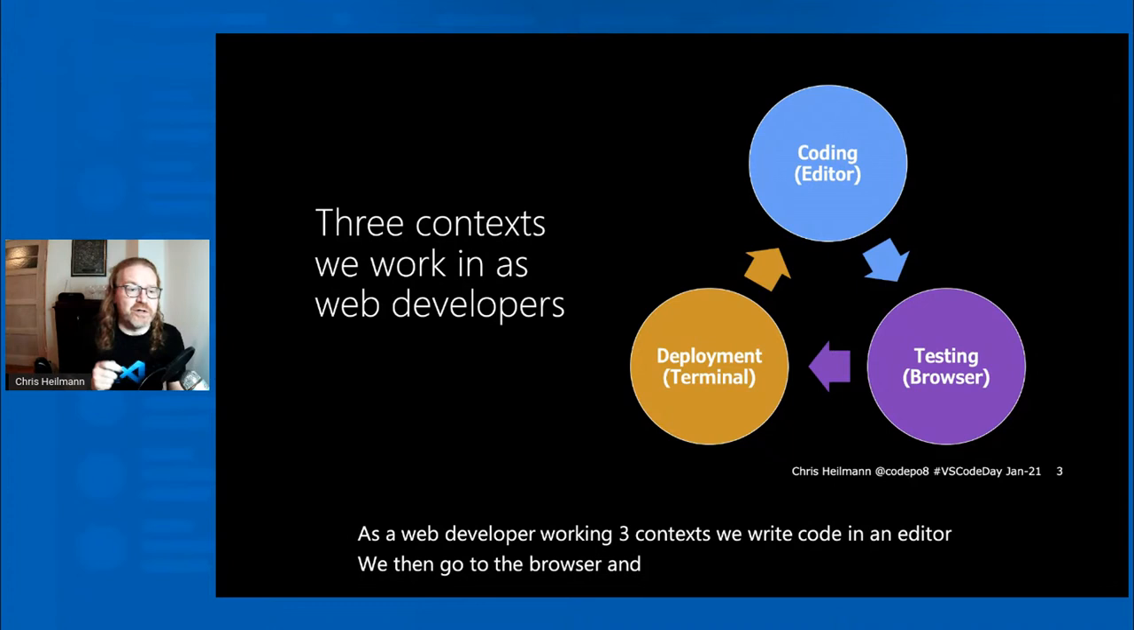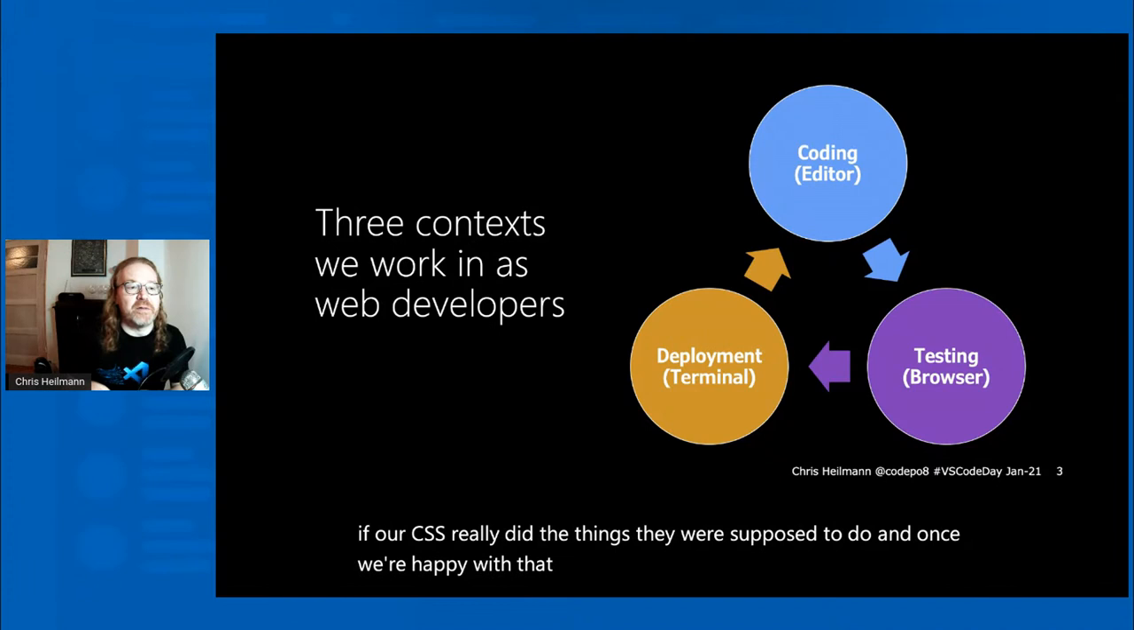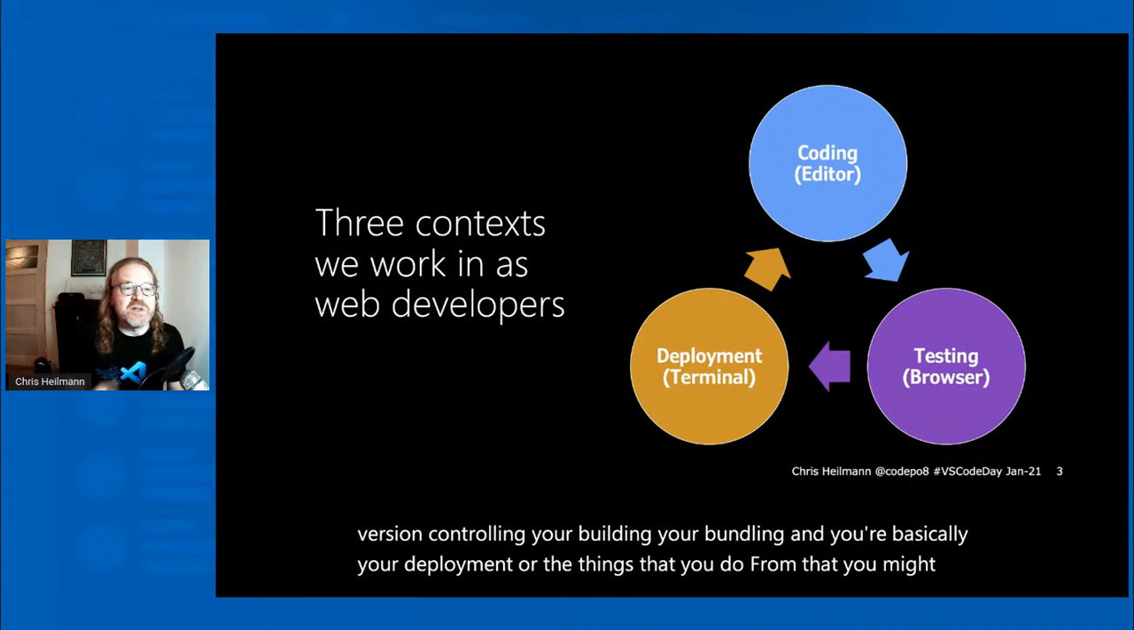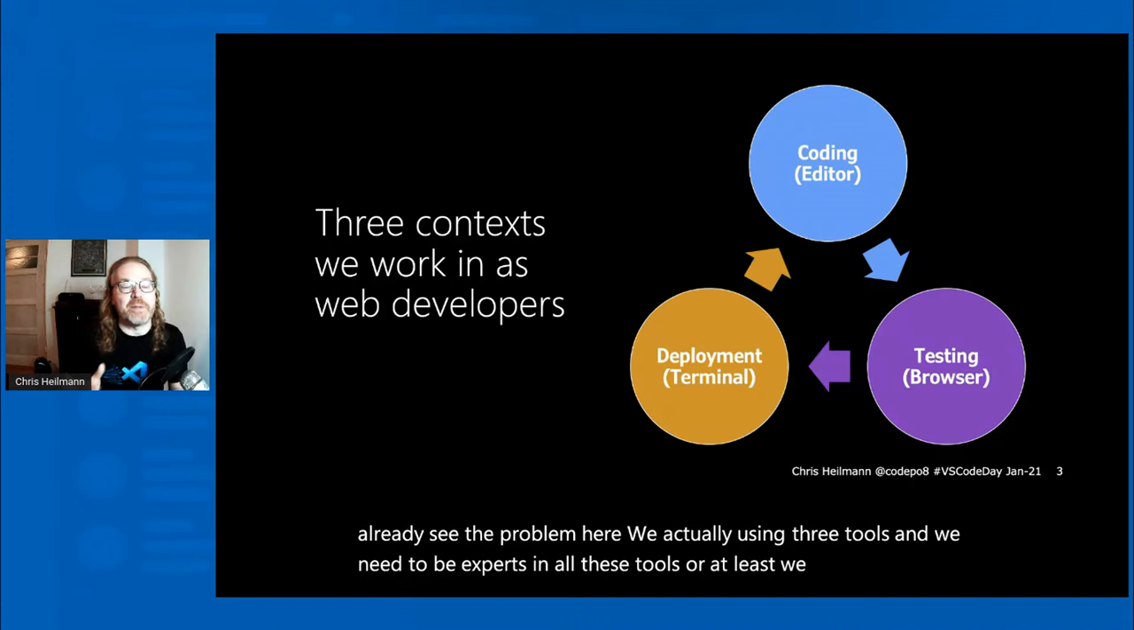And once we're happy with that, we go to the terminal and there we do your version controlling, your building, your bundling, and your deployment are the things that you do from that. You might already see the problem here. We're actually using three tools and we need to be experts in all these tools, or at least we need to know a bit about each of them. That's a cognitive overhead that I think makes us less effective as developers.